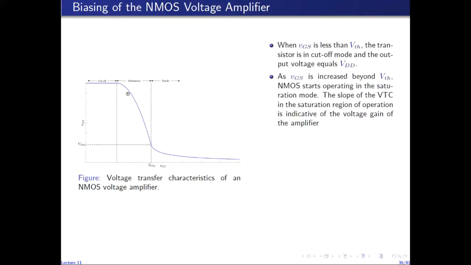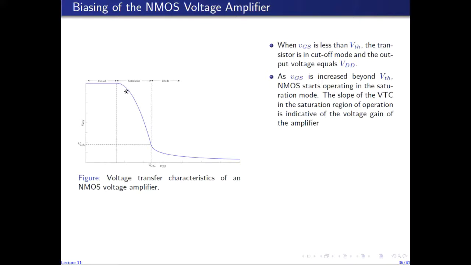The current, which is quadratically related to the gate to source voltage, increases. As the gate to source voltage increases, the corresponding drain to source voltage decreases, and we get a curve of this shape. So this curve represents the operation of the device in the saturation mode. By looking at this curve, we see that there is a large change in the output voltage for a given change in the input voltage VGS.